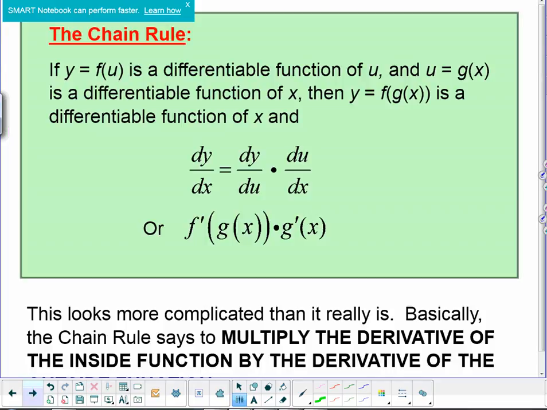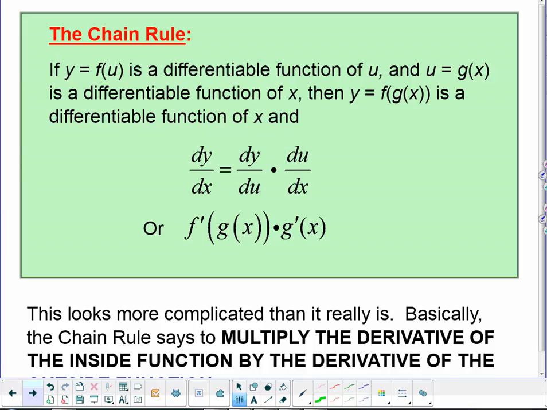Here is the theorem about the chain rule, and it says if y equals f of u, and it is a differentiable function of u, and let's say u equals g of x is a differentiable function of x, then y would equal f of g of x, basically building a composite function. That will be a differentiable function. If the outer function and the inner function are differentiable, then the entire composite function will be differentiable. And here's how we do it.